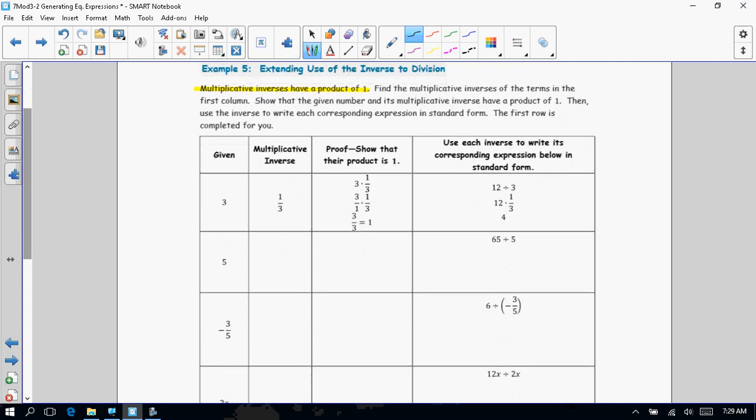All right, so find the multiplicative inverses of the terms in the first column. Show that the given number and its multiplicative inverse have a product of 1. Product, remember, is multiplication. We're going to multiply. Then use the inverse to write each corresponding expression in standard form. All right, so here we go. Notice I gave you the number 3. If I give you the number 3 and write 3 over 1, the multiplicative inverse, you guys also know it as the reciprocal. Maybe you want to jot that down, reciprocal.